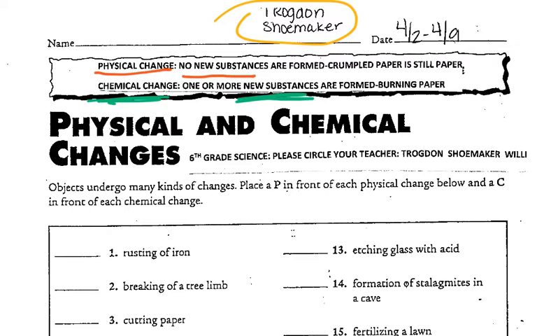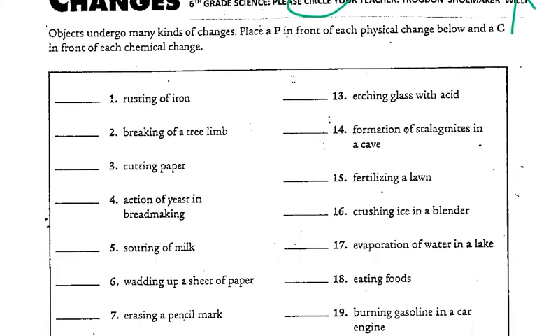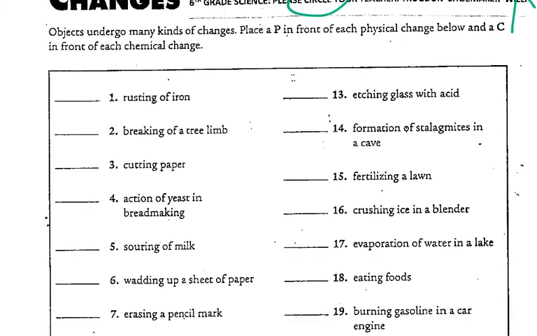Physical, no change. It's still the same thing. It just looks different. Chemical, you're making something all new. And so, look how right here it says, please circle your teacher. It's not Mrs. Willis's, so don't stress about that one. All right, so we have our assignment. Our objects undergo many kinds of changes. Put a P in front of each physical change and a C in front of each chemical change.